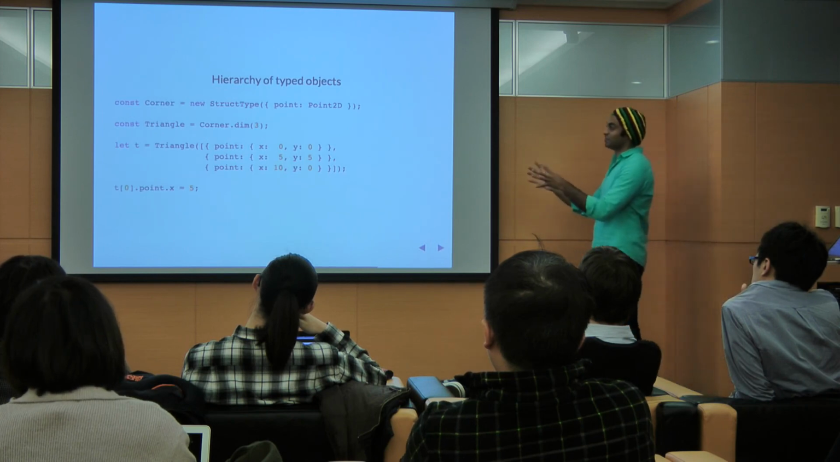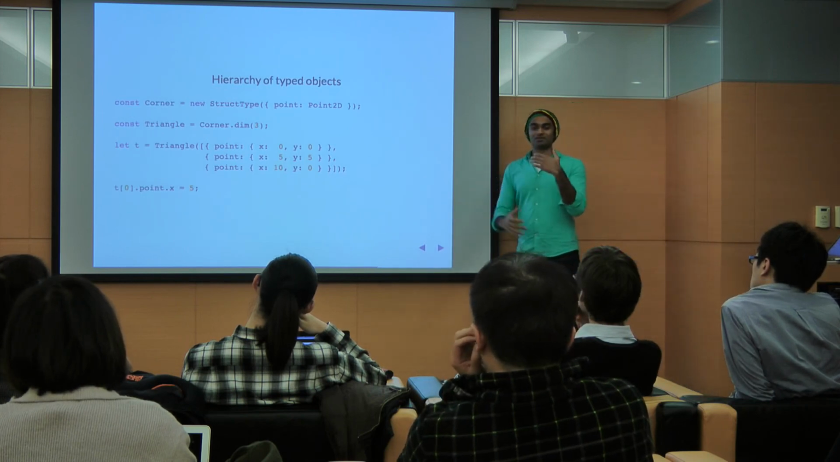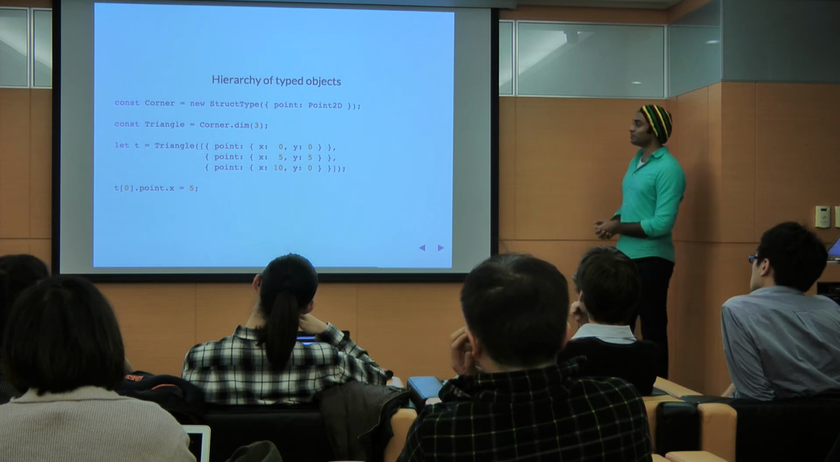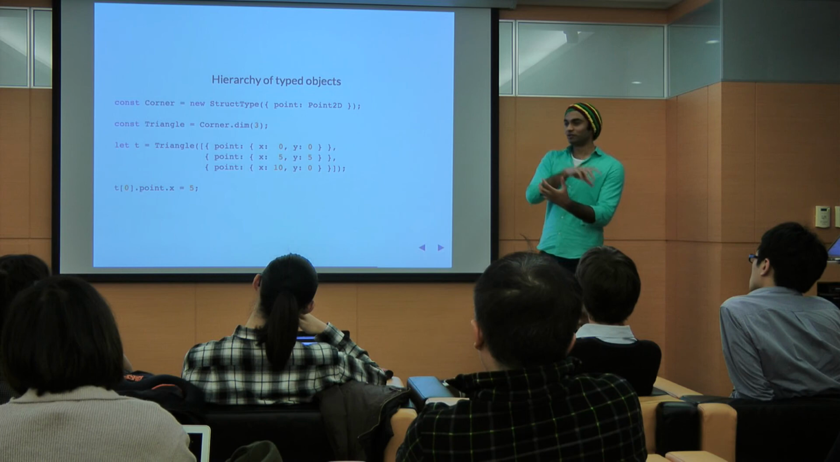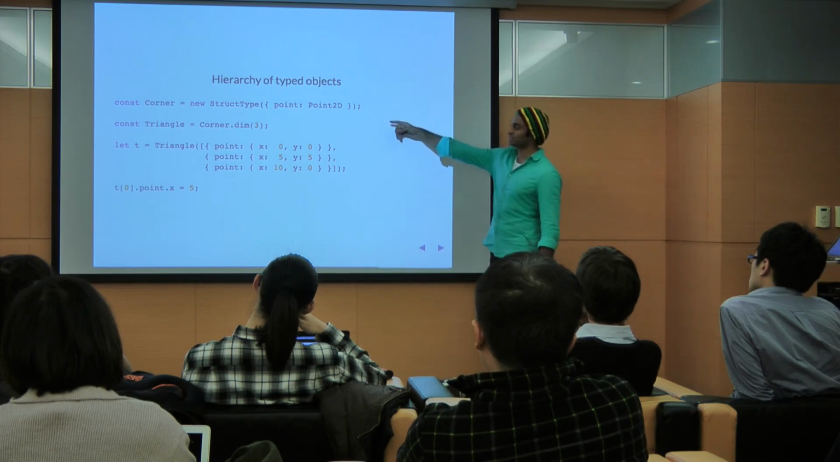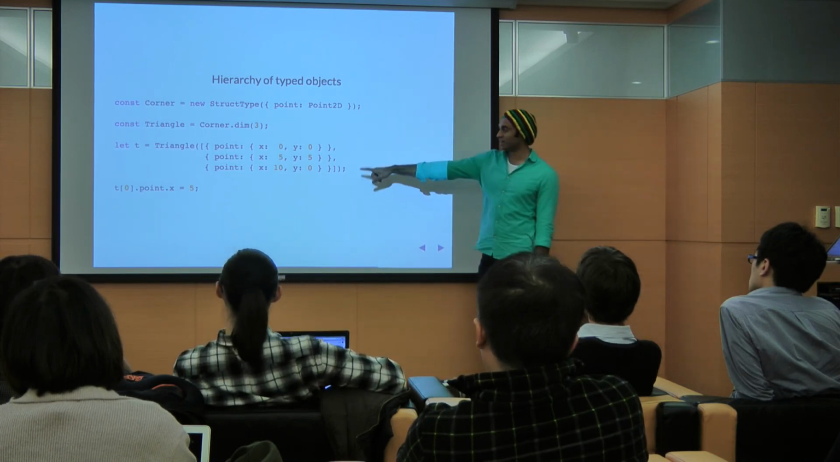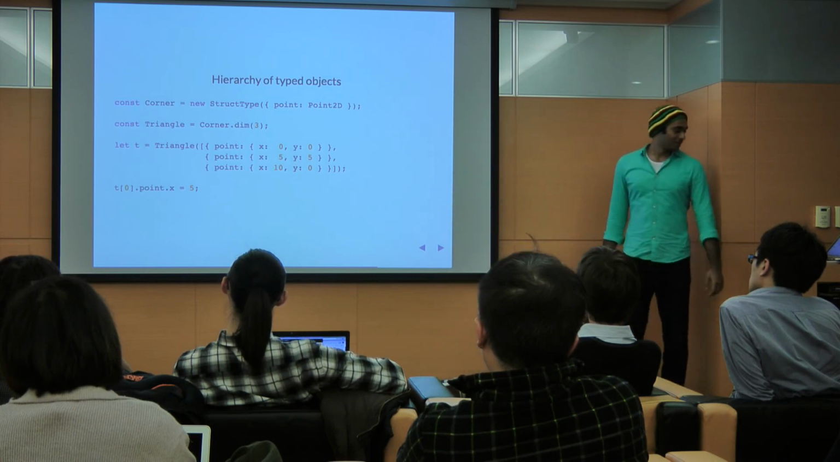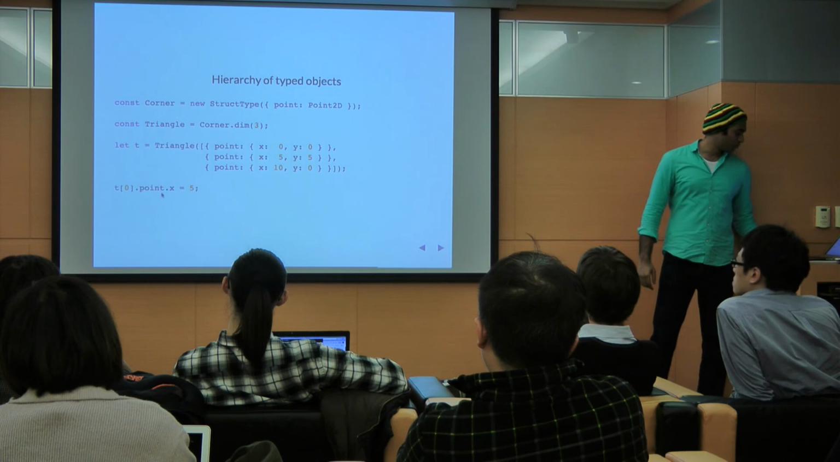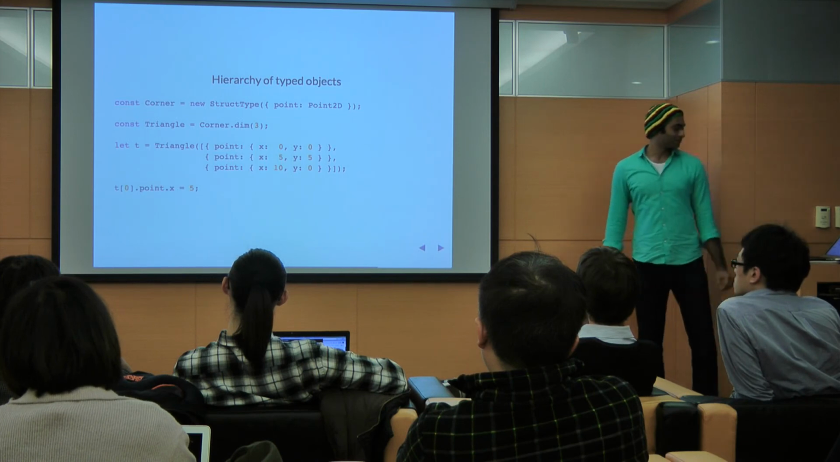And then I can use my new type and build other types using this type. So I want to make a triangle. So I have point. A triangle has 3 corners, so each corner represented by a point. And then I can just construct a triangle just like this. Really easy. And I can reference individual point coordinates like that and set them.